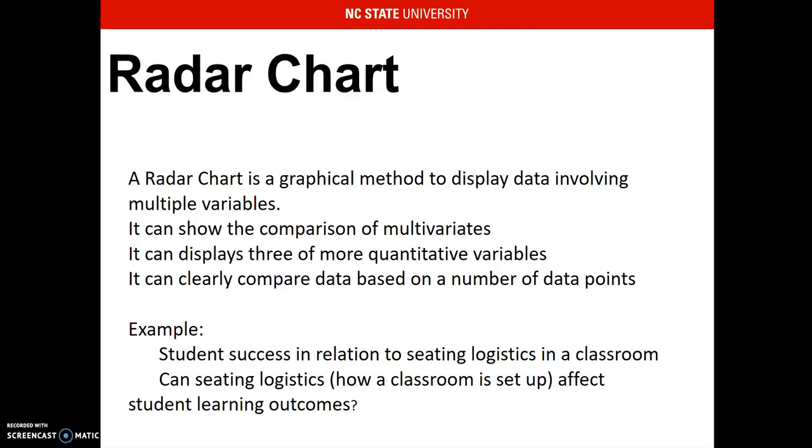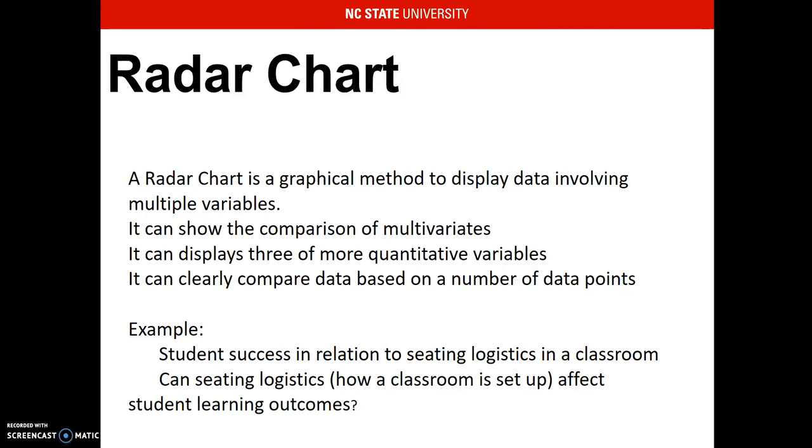So if you're doing a change process, each change would be the different multivariants, and then you would determine the outcomes of those changes by quantitative variables on how they are measured. The radar chart allows you to clearly display all the different changes that take place over a period of time.